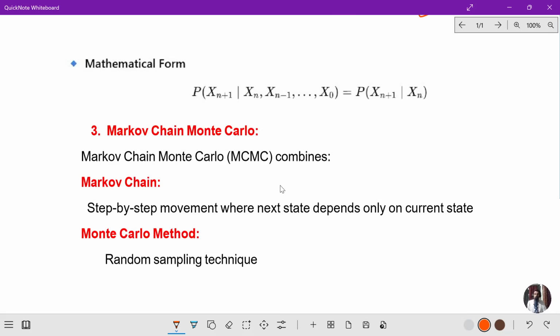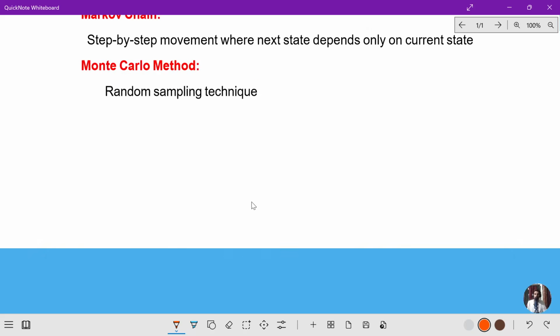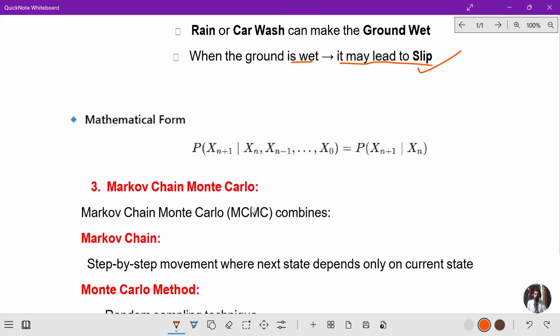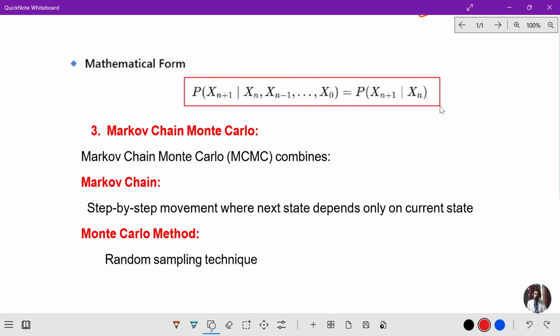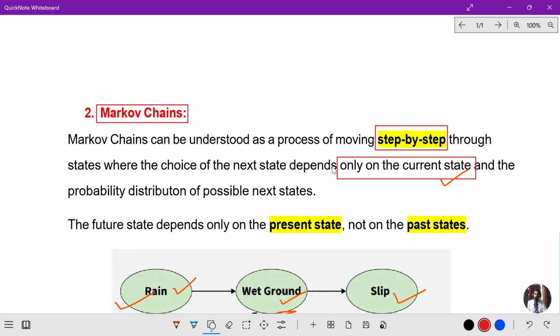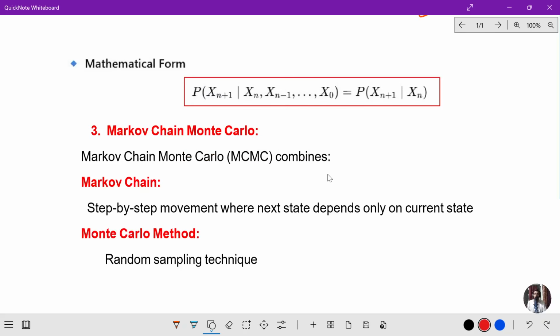So let us see what is the mathematical equation for this Markov chain method. This example is called the Markov chain method. So here the example formula is this one. This is equal to P of x(n+1) given x(n) and so on. So this is called the Markov chain method.